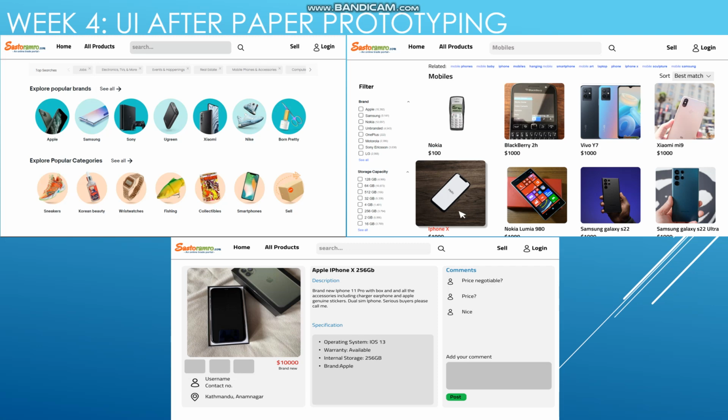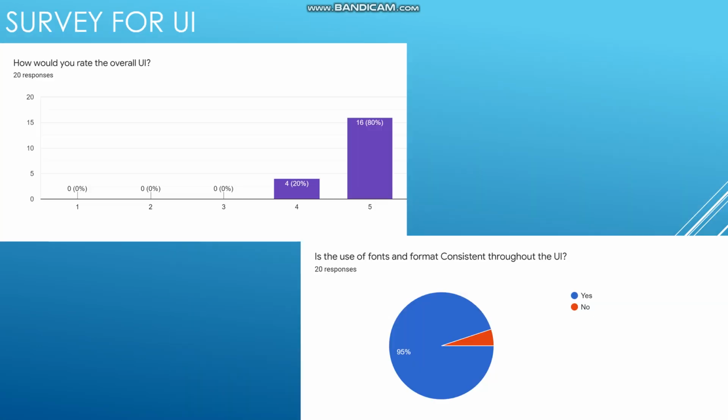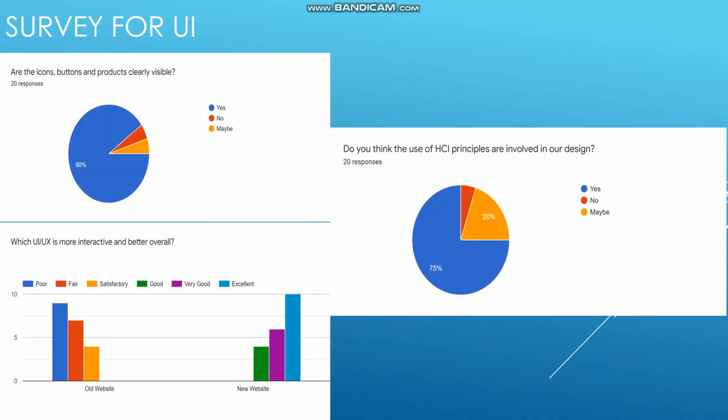The survey done after creating this design clearly showed that 80% of the users rated this design 5 out of 5, and 90% of the users found that it followed the previously mentioned HCI principles. Over 95% of the users found the use of fonts and formats to be consistent, and 90% of the users found the icons, buttons, and products clearly visible. Also, the use of HCI principles was found by 75% of the users.